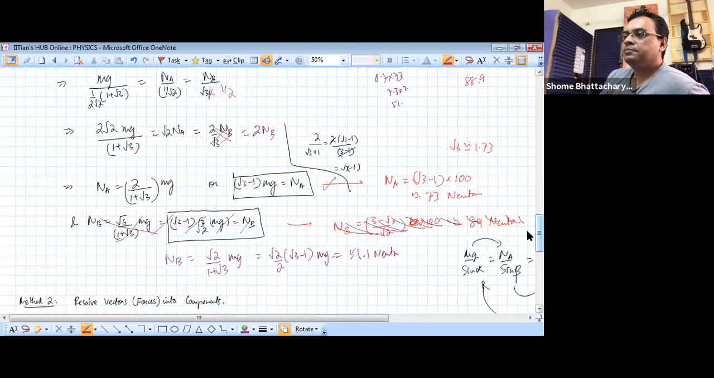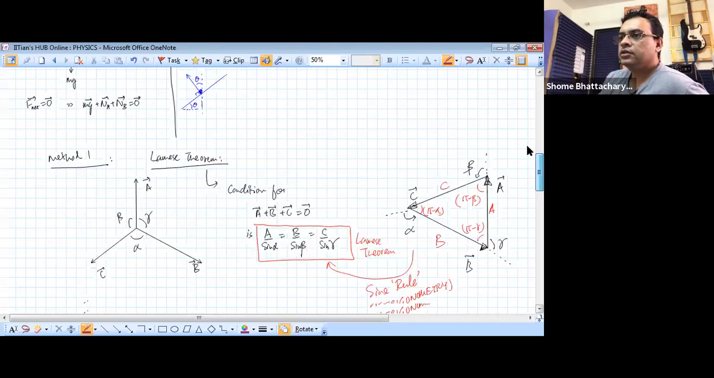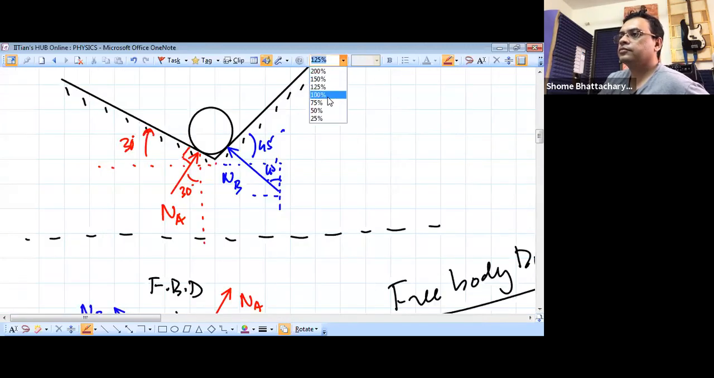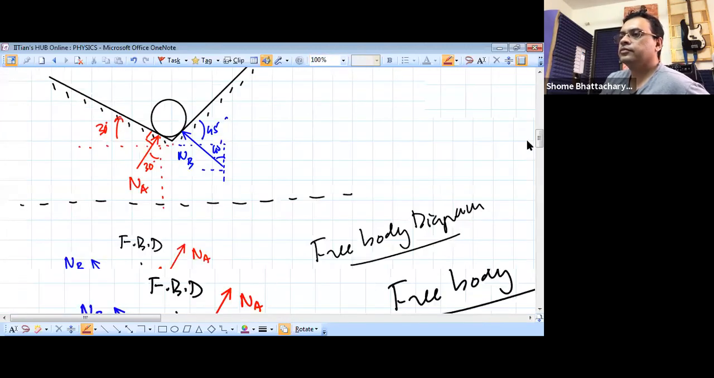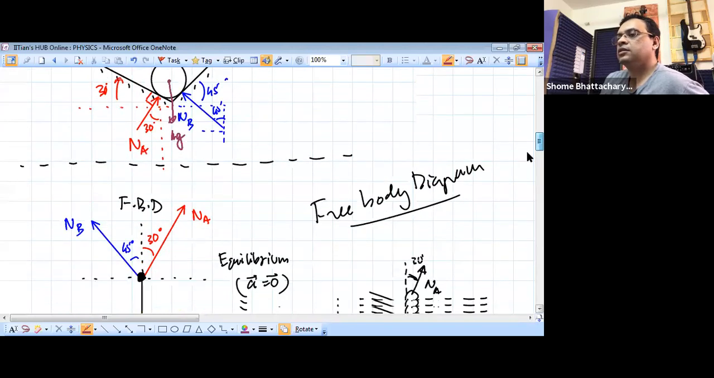So let me come back to the Lami's theorem diagram, and you will see why the angle had to be changed. See, this is the proper diagram. Just magnifying it. Look here, this normal reaction will act at 45 to the vertical, and this normal reaction will act at 30 degrees to the vertical. And apart from this, there's of course mg also, which I had not shown in this diagram, but that comes below also. So the forces acting are like this.